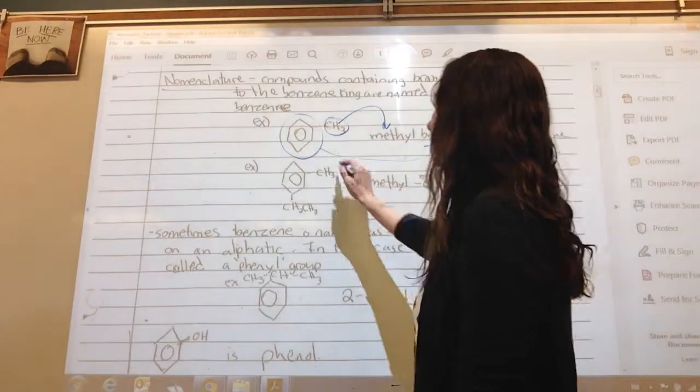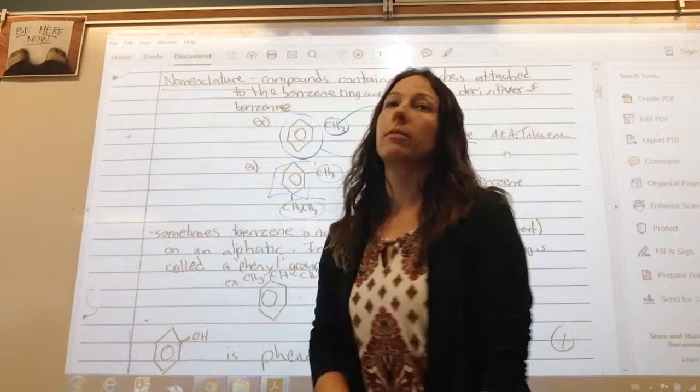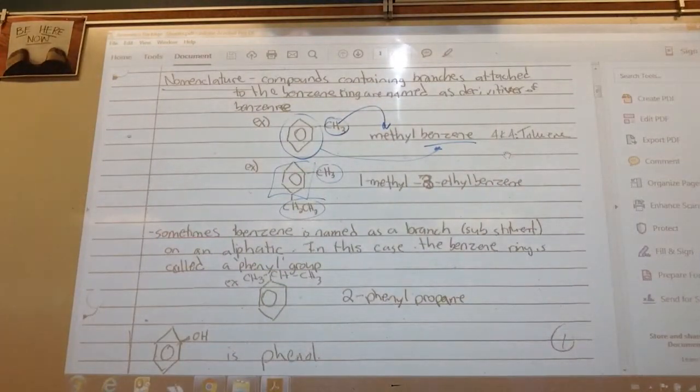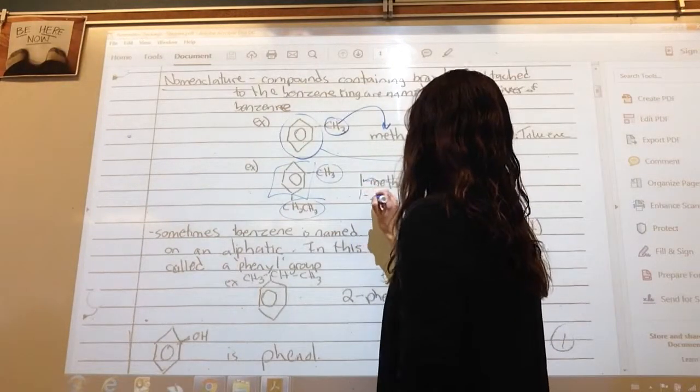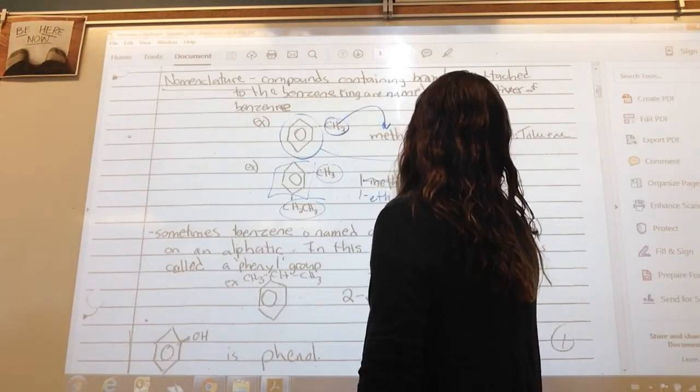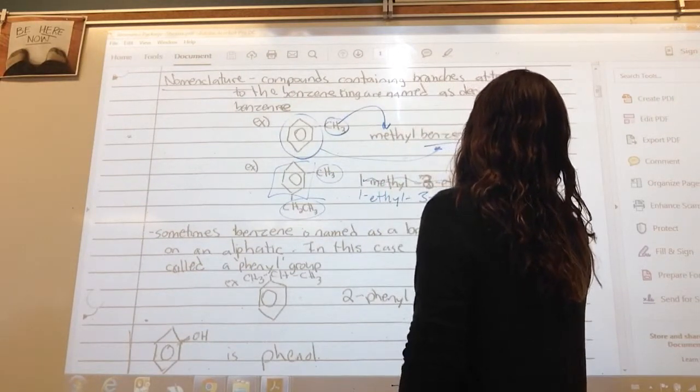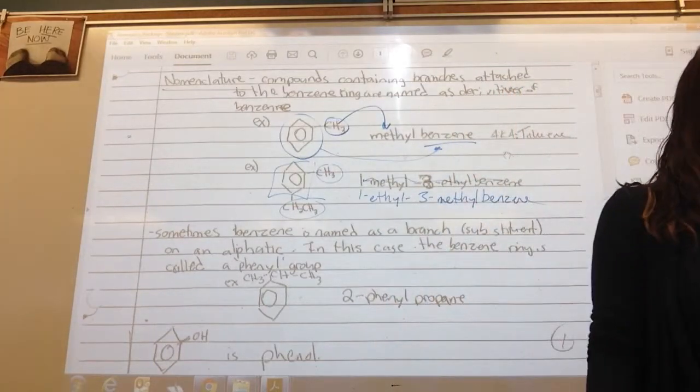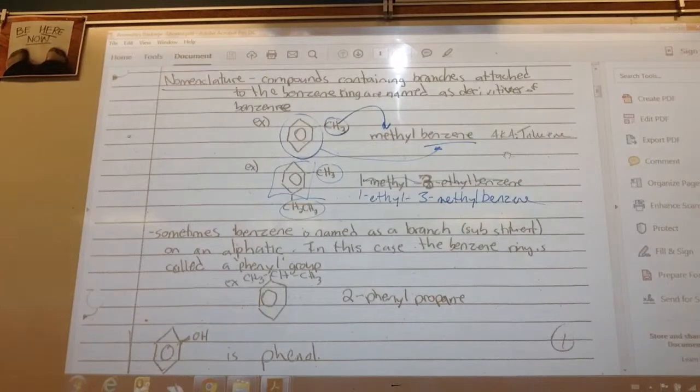Okay, 1-methyl, 3-ethyl benzene. Everybody see where that naming came from? Everybody see where the 1 and 3 came from? Anybody see a problem with that name? There's a problem. Should be in alphabetical order. 1-ethyl, 3-methyl benzene. Alphabetical order. Doesn't matter which one you call 1, as long as you call one of them 1 and one of them 3, because it's a circle, you move it, same thing.